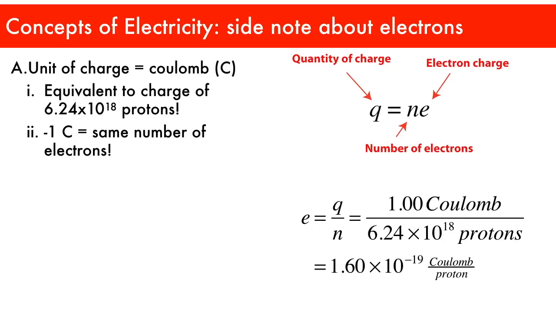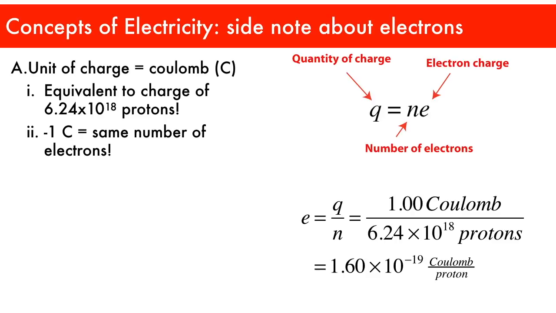10 to the 18, let's see, 3 is 1,000, 6 is 1,000,000, 9 is 1,000,000,000, 12 is 1,000,000,000,000, 15 is quadrillion, so 18 is a quintillion. In other words, that's a huge amount. All right, 10 to the 12, or 10 to the 18.